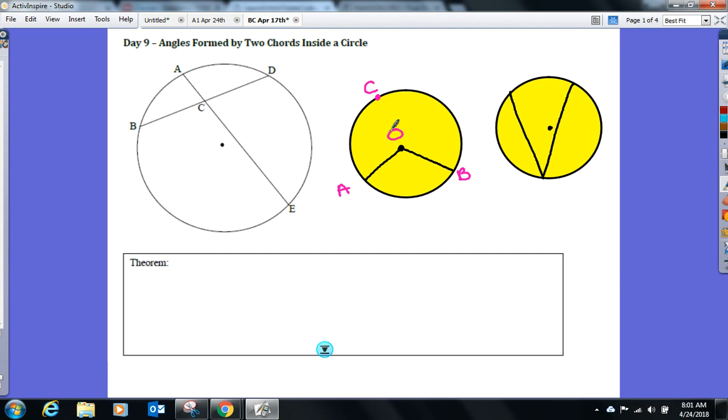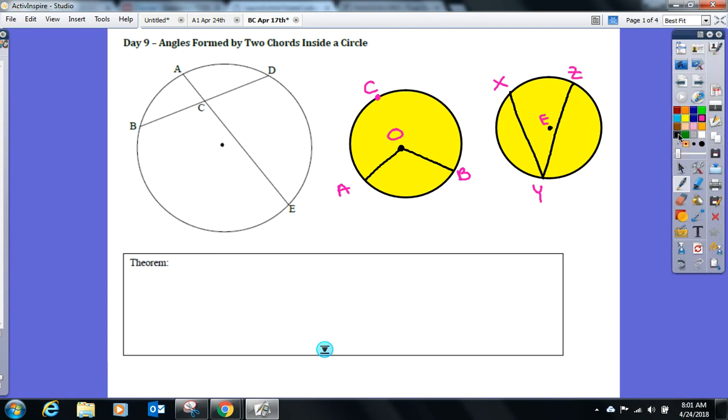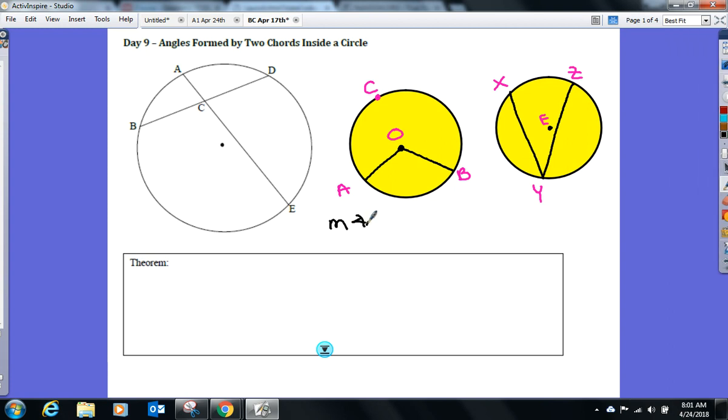And then over on your inscribed angle, let's call this, anybody, circle what? E, you got it, circle E. All right, and let's call the angle XYZ. What I'd like you to do right now, please, how do you find the measure of angle AOB? And how do you find the measure of angle Y? That's great that you guys know how to make them, but do you know how to find them now?